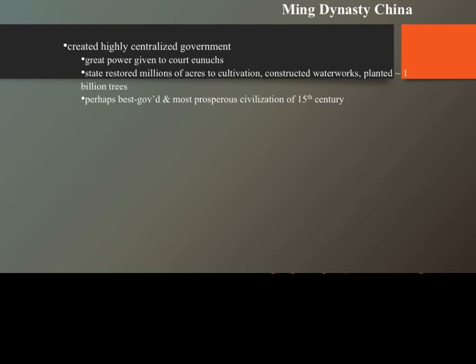And thus they created a highly centralized government. A lot of power was given to court eunuchs. The state was able to restore land to cultivation. Like I said, they constructed waterworks. They planted maybe even about 1 billion trees. It was perhaps the best governed and most prosperous civilization of the 15th century. So there was a big economic boom. As the Ming Dynasty repaired the infrastructure and fields damaged by the Mongols, the state set in motion substantial economic growth.